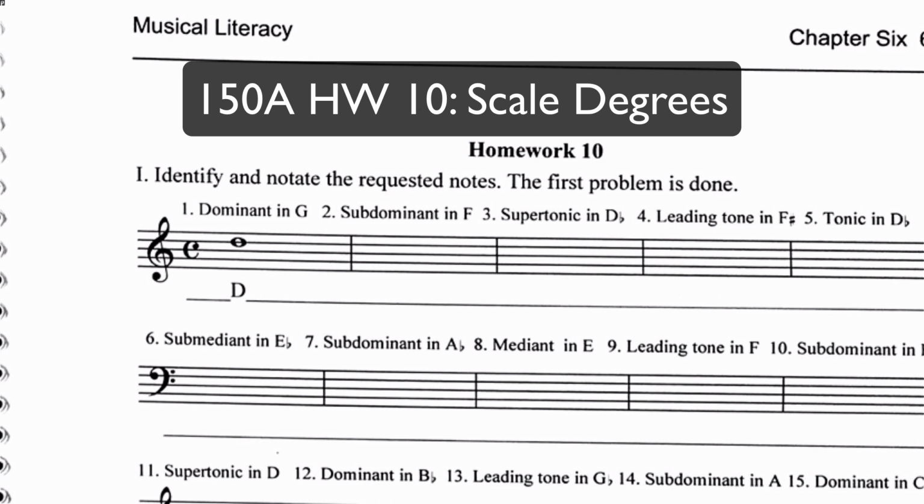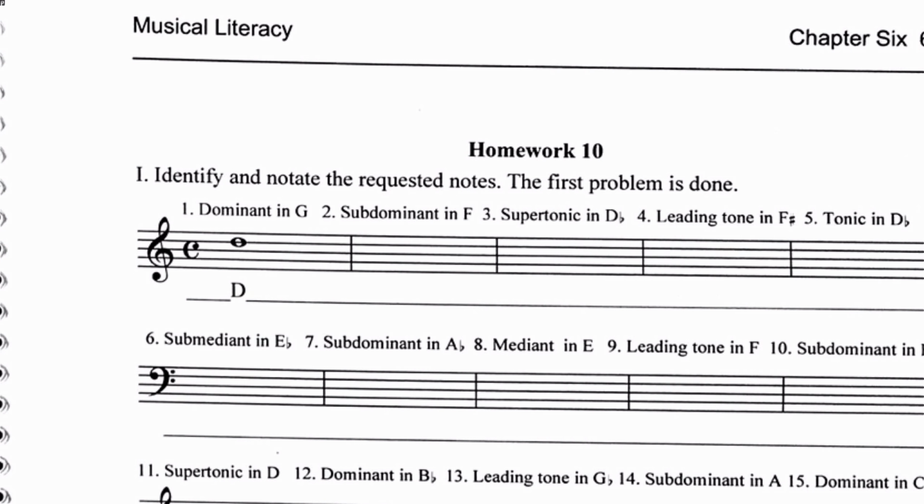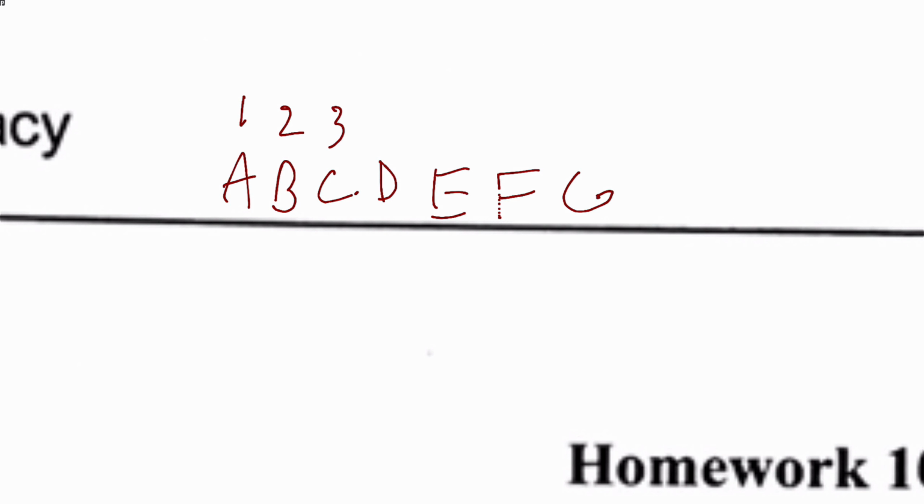In order to do homework 10, you need to know what some separate names are for the notes in the scale. Normally the names of the scale are just regular letters like A, B, C, D, E, F, and G, those 7 letters. But you can also give them numbers, and they call those scale degrees. It'd be like a 1, 2, 3, let's zoom in here, 4, 5, 6, 7, and they'll have these little hats on top like this.